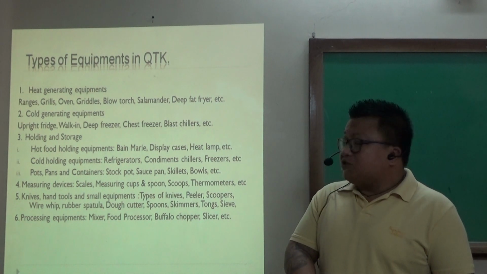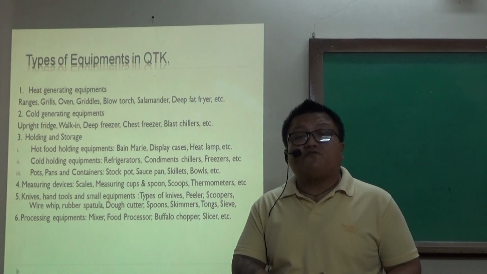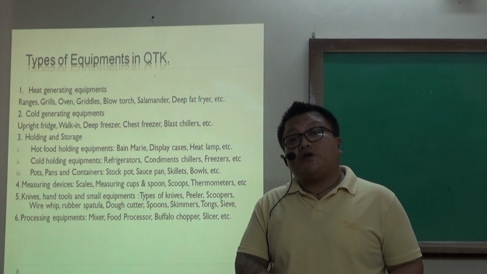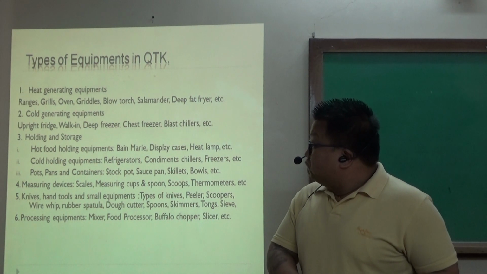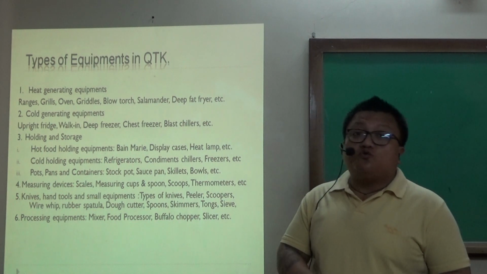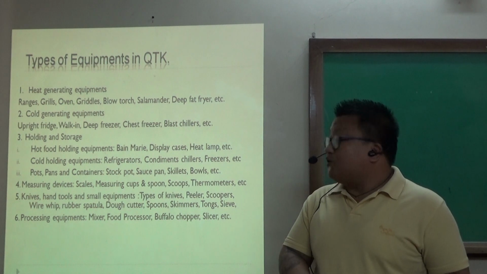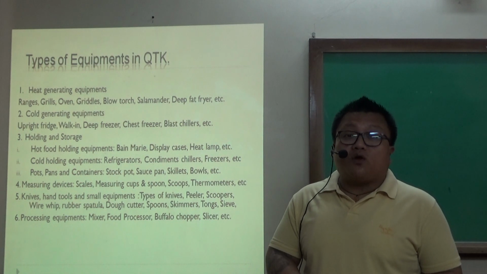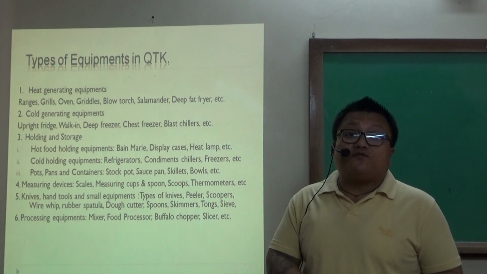Knives, hand tools and small equipment. Knives, as we know, come in many different types. For example, the oyster knife is one best example, then chef knife, fruit knives, carving knife, boning knife, and hand tools and equipment like scoopers, spatulas and ladles are a few examples again, which we use for the preparation and for the productivity of the food, for the preparations of the food.